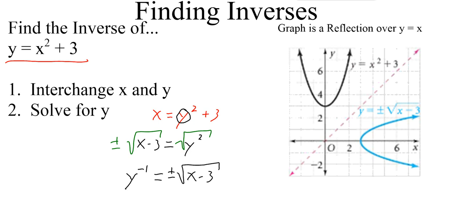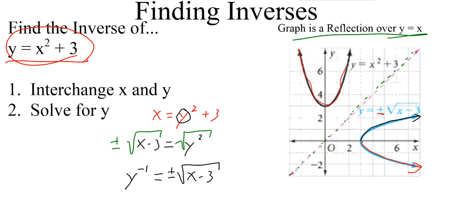Okay, so we get this graph where the square root of x minus 3 is there. Then if we're thinking about the minus part of that, that's that graph there. Notice that this is a reflection across the y equals x line of our original function, x squared plus 3, which is a parabola with a vertical shift up 3. So that vertical shift changed to a horizontal shift for our inverse.